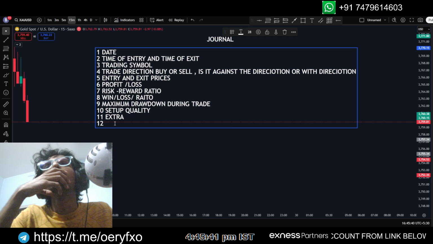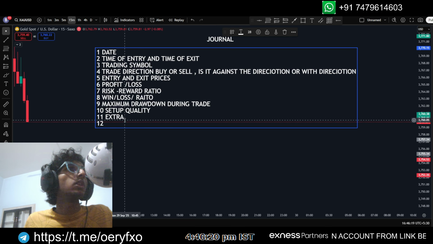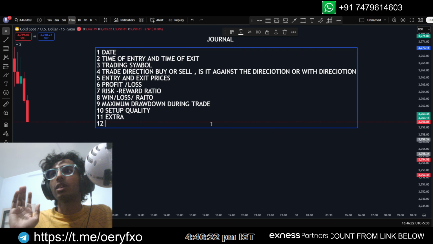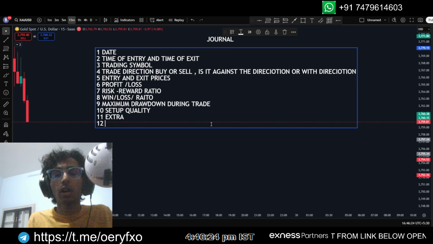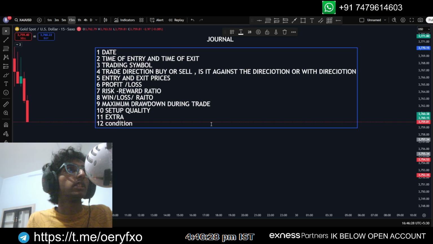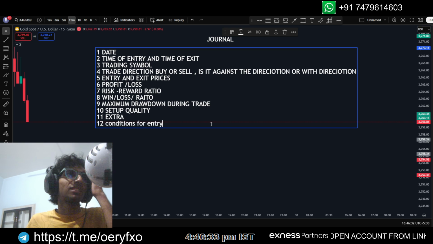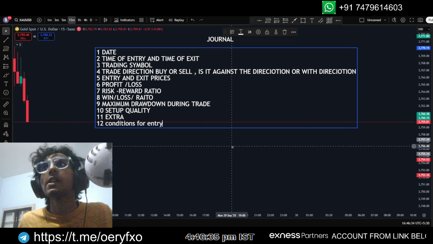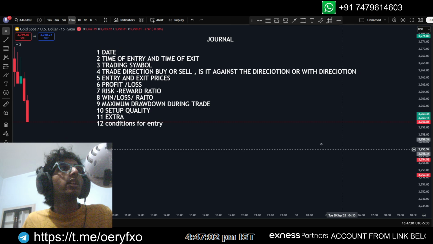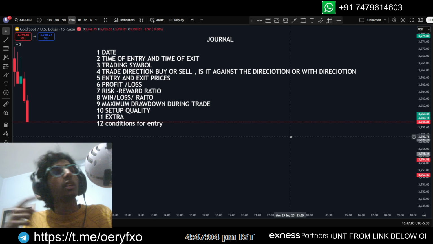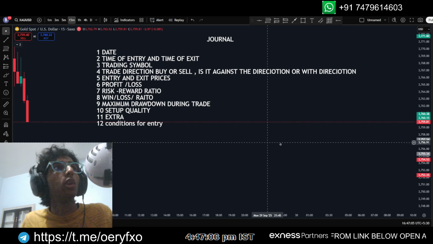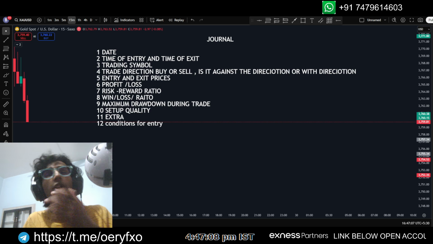The last part is the entry criteria, or the conditions for the setups, like conditions for entry. That's mostly it. Okay, that's it. You can just start journaling, whenever you take a trade, just write all 12 of them, and then you're good to go.